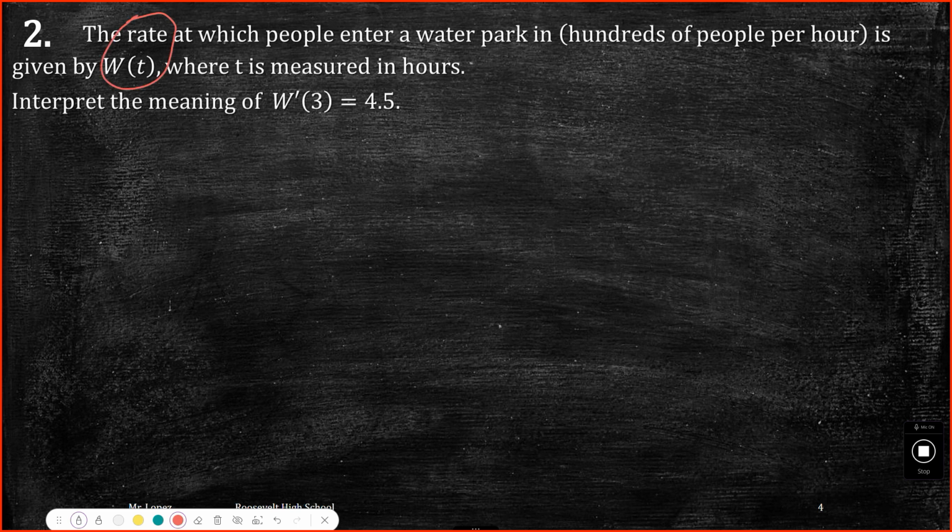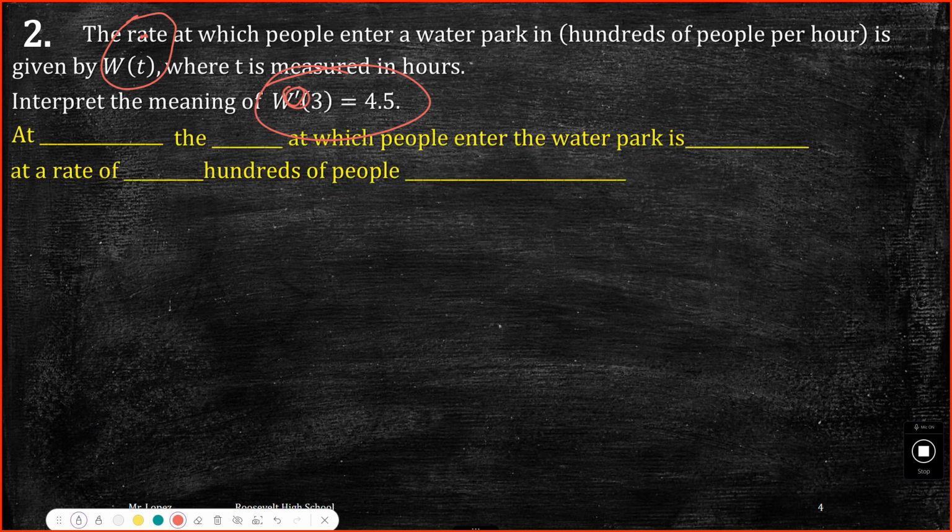So you would think that a rate would be something like this, because that's a derivative. But they're already telling you that this right here is a rate. So when they're asking something like this, it's the rate of change of the rate of change. That's what this is saying. Let's copy this down and try to fill it in. The rate at which people enter the water park is at a rate of something hundreds of people.